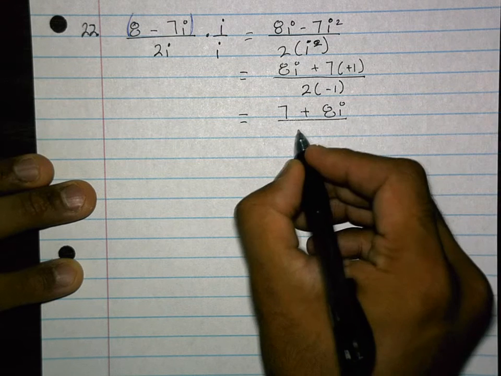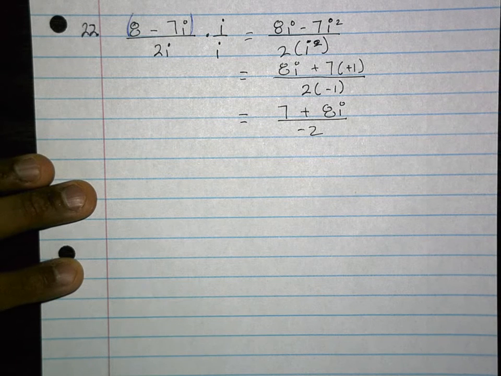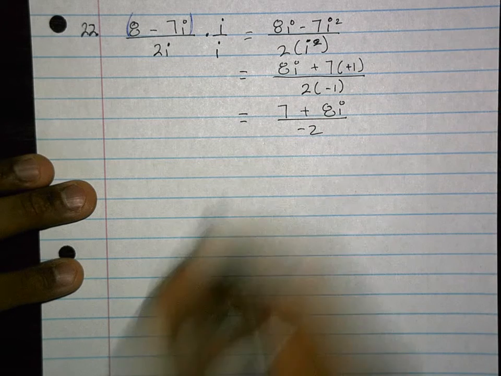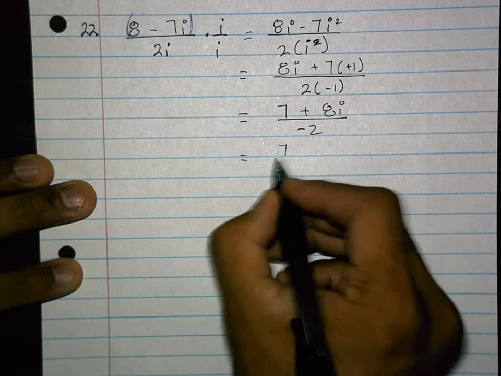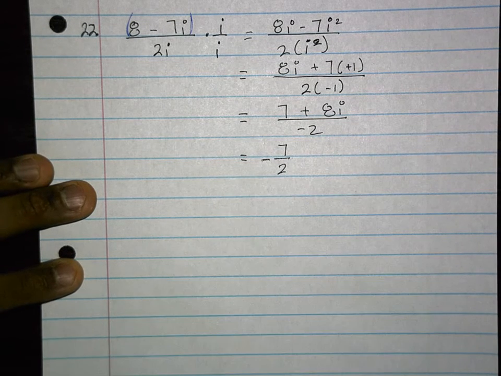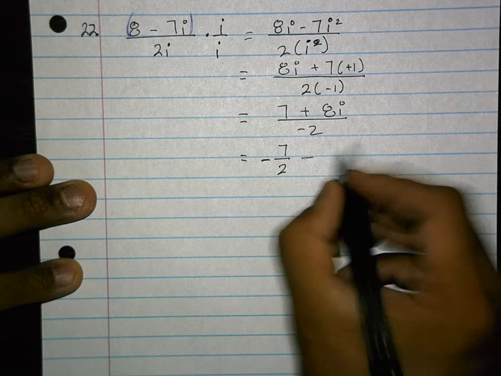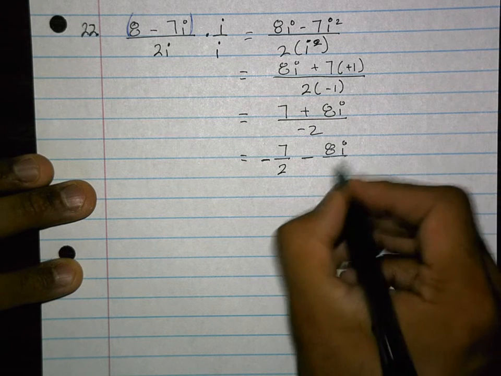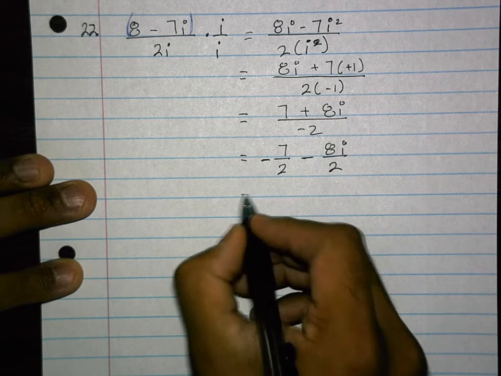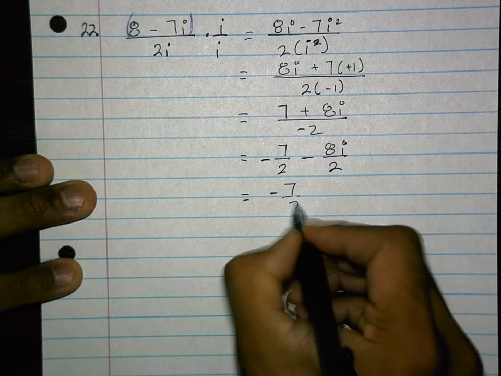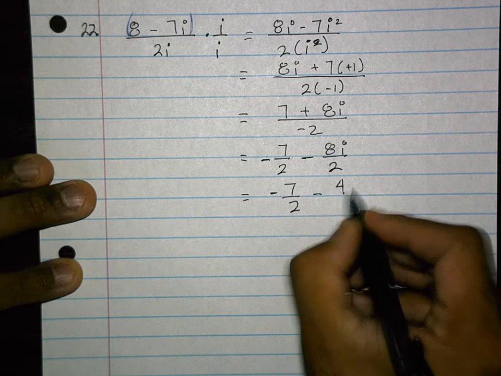Over negative 2. Now this is not in complex form because you can't have a single fraction. So I have to break this up into 7 over 2 negative, right, minus 8i over 2. You can see that's going to reduce. So this is going to equal negative 7 over 2 minus 4i.